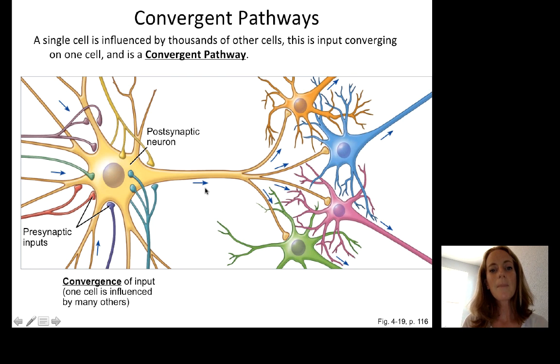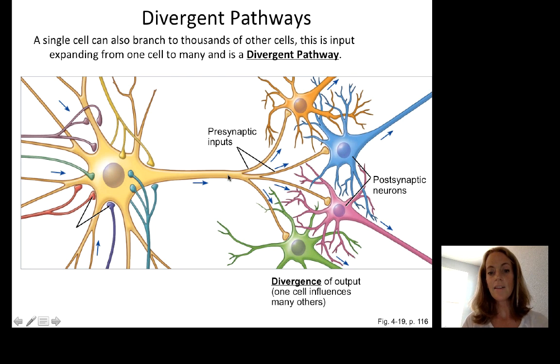So to think about pathways, there are 2 ways to think about the input and output of the cell. So a single cell is influenced by thousands of other cells. Look at all of these cells coming in as inputs to that one cell. That's called a convergent pathway because all of those cells are going to converge on one single cell, and then that cell will add up those inputs and decide whether to be active or not.